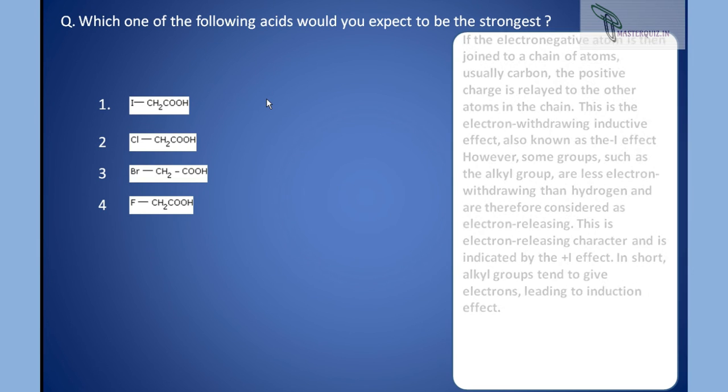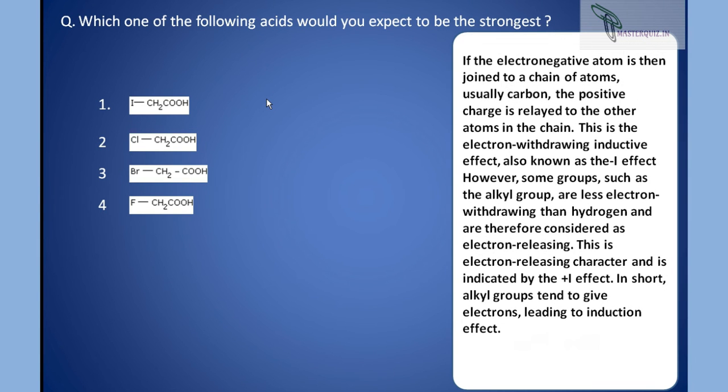What is minus I effect? What is plus I effect? Here you see A and B. So from A the electrons are transferred to B. So A shows partially positive nature, B shows partially negative nature. Now this A shows plus I effect, and B shows minus I effect.